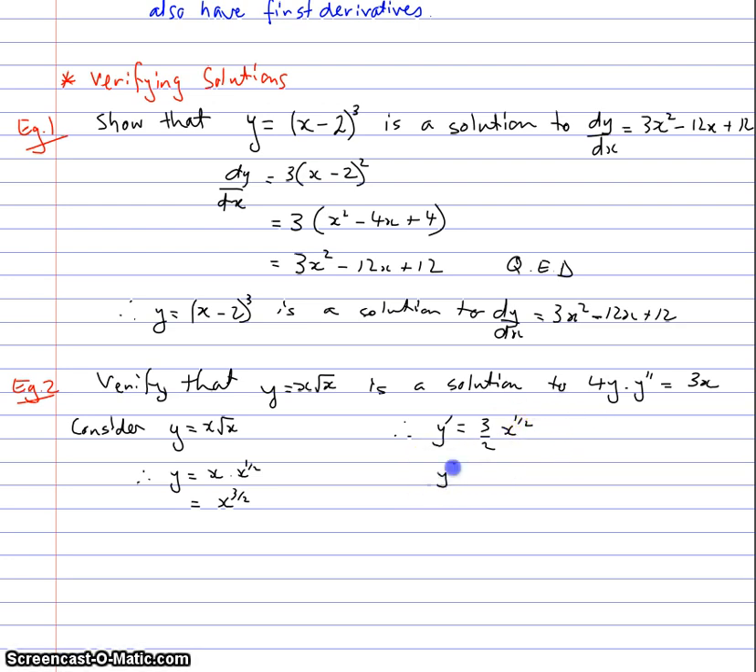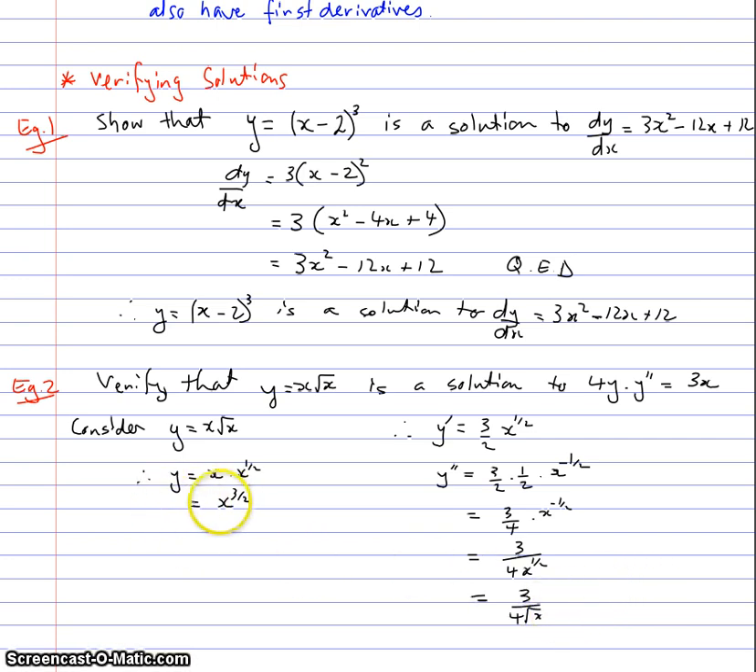Alright, and then we can find the second derivative, which is 3 over 2 times 1 over 2 times x to the negative 1/2. Or let's go a little bit further, that's 3 over 4 times x to the negative 1/2. We could leave it like that, or we could write it as 3 over 4 x to the half, or indeed 3 over 4 root x.